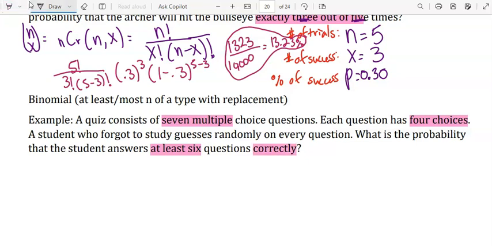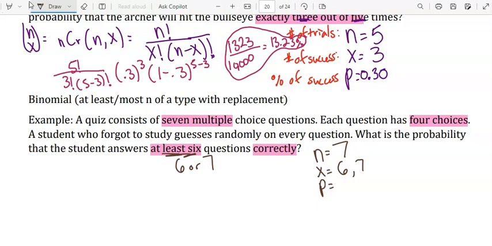We'll use the same formula as before for binomial distribution. Let's identify our n, x, and p. N is the number of trials here. There are 7 multiple choice questions, so n is 7. X is going to be the number of successes. It says at least 6, so it could be 6 or 7 correct. So we're going to do the formula twice, one with x being 6 and one with x being 7, and we'll add those 2 results together.